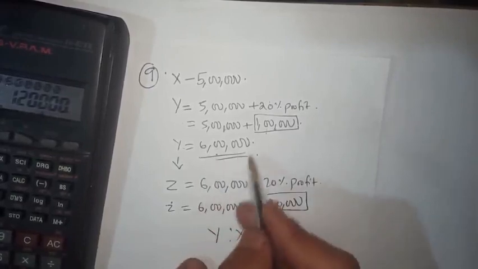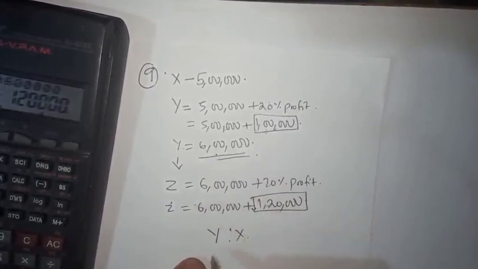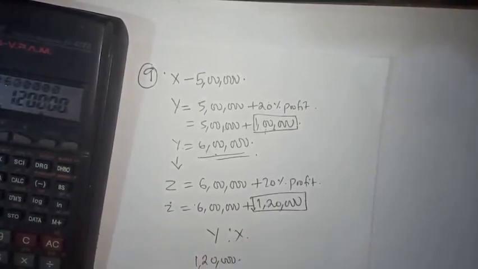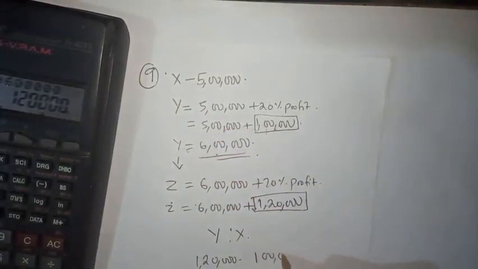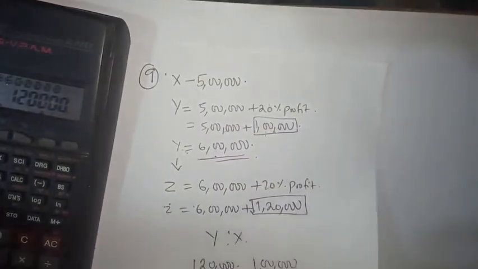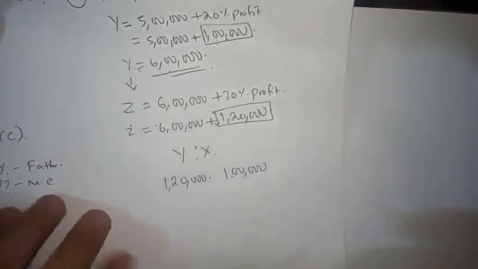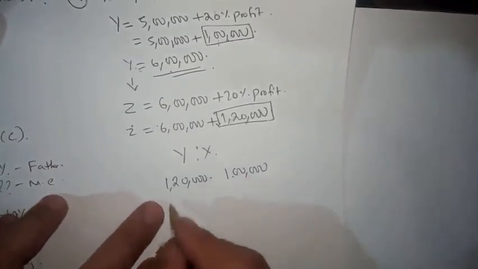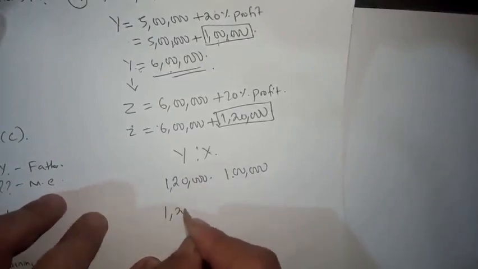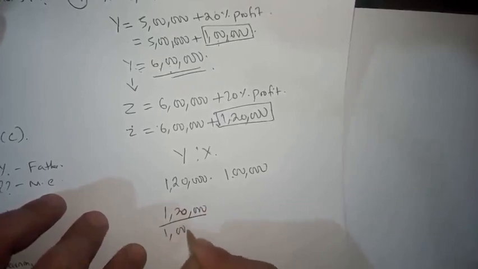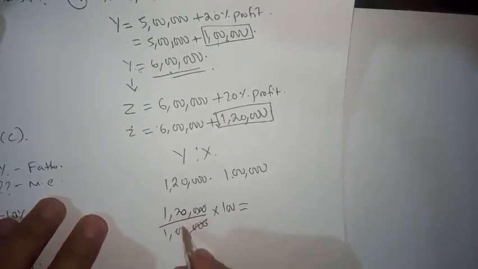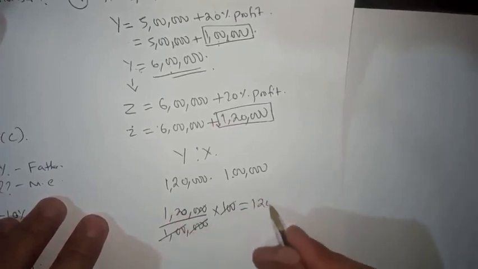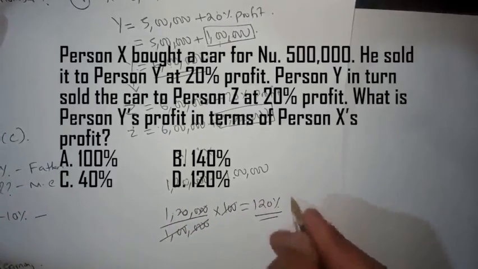So Y's profit, when selling to Z, is 1,20,000. And X's profit when selling to Y is 1 lakh. So the question is person Y's profit in terms of X. So Y in terms of X is 1,20,000 over 1 lakh, multiplied by 100. The zeros cancel, so 120 over 100 into 100 gives 120%. So option D is the correct answer.